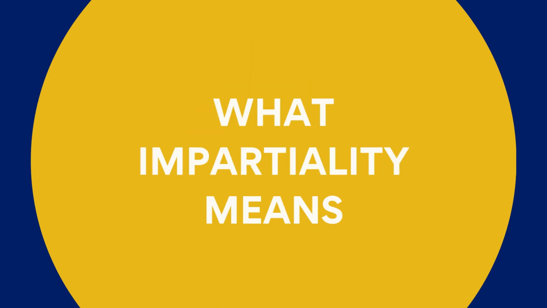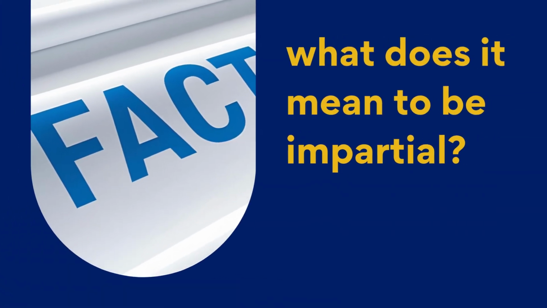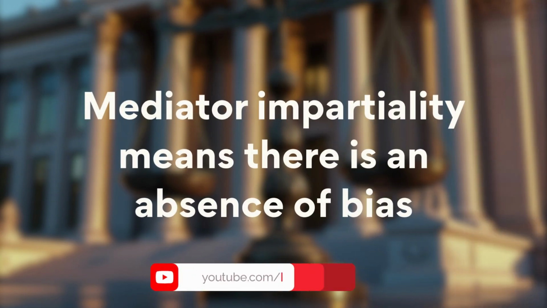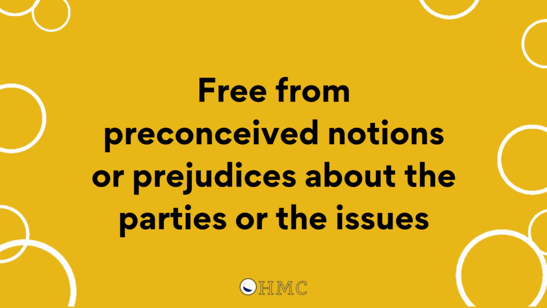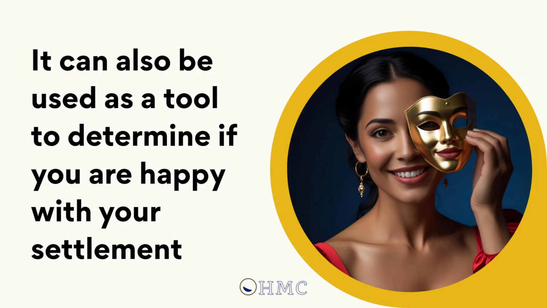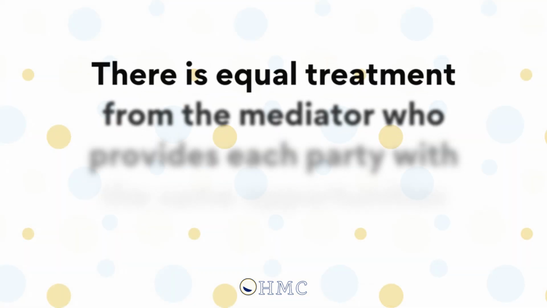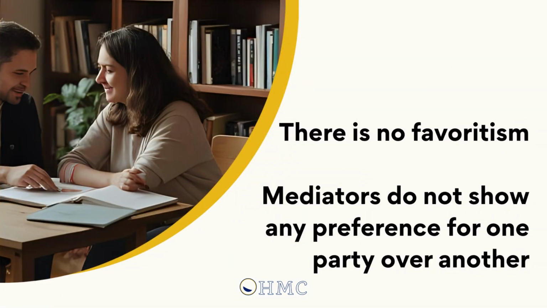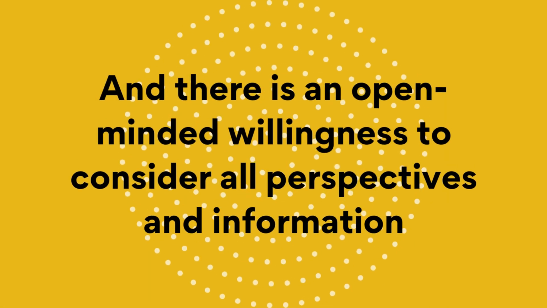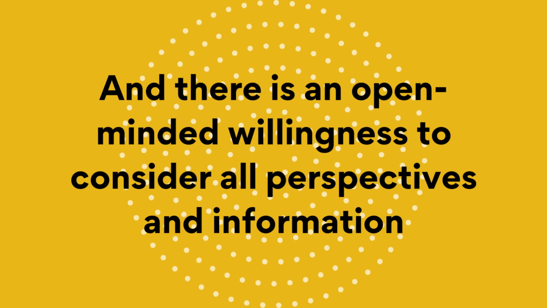What impartiality means. What does it mean to be impartial? Mediator impartiality means there is an absence of bias, free from preconceived notions or prejudices about the parties or the issues. It can also be used as a tool to determine if you are happy with your settlement. There is equal treatment from the mediator who provides each party with the same opportunities and respect. There is no favoritism. Mediators do not show any preference for one party over another. And there is an open-minded willingness to consider all perspectives and information.